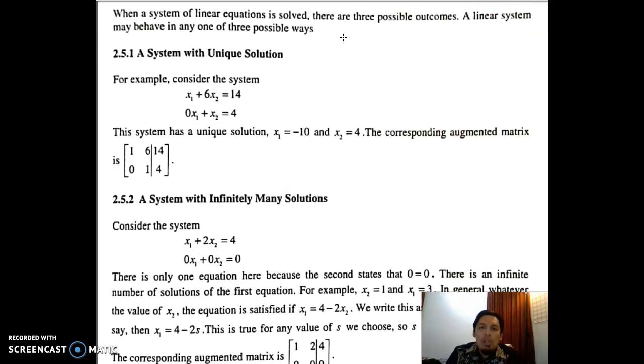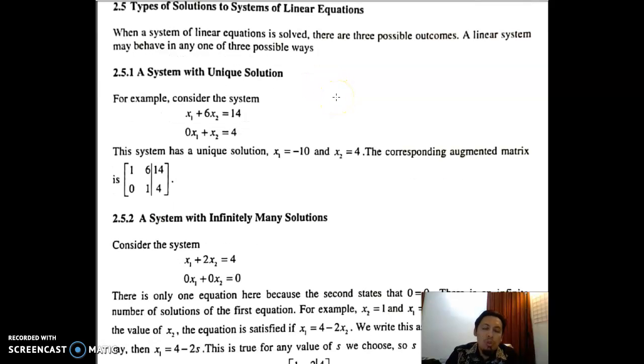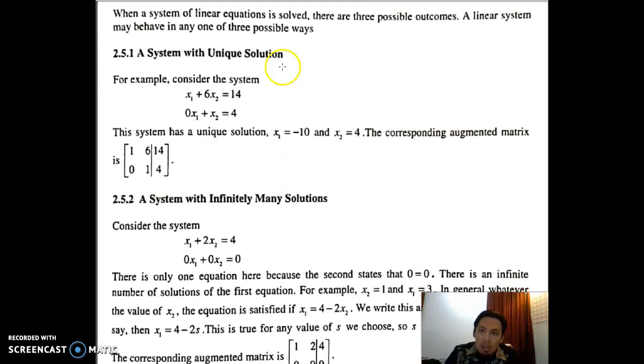When I say the systems of linear equations, it means the ones that you always encountered before when solving simultaneous equations, right? So there are actually three kinds of solutions that are possible to be encountered later. The first one is a system with a unique solution. Exam wise, this is usually the case, right?